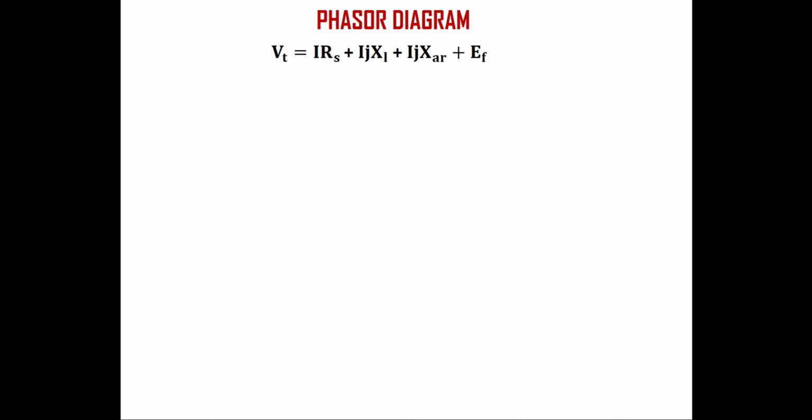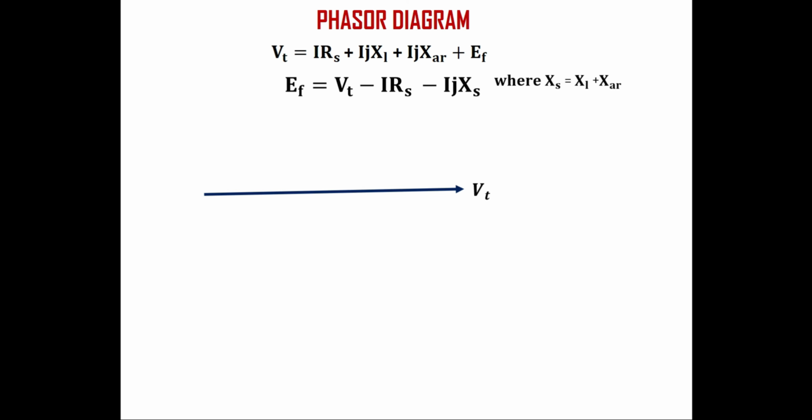Okay, now with the equation Vt is equal to I into Rs plus I into jXL plus I into jXAR plus EF, let's draw the phasor diagram. Before that, let's modify the equation as EF is equal to Vt minus IRs minus IjXS, where XS is equal to XL plus XAR. Let's take the terminal voltage Vt as reference. The current I lags the voltage by an angle phi. It is due to the fact that reactance XS is greater than resistance Rs.